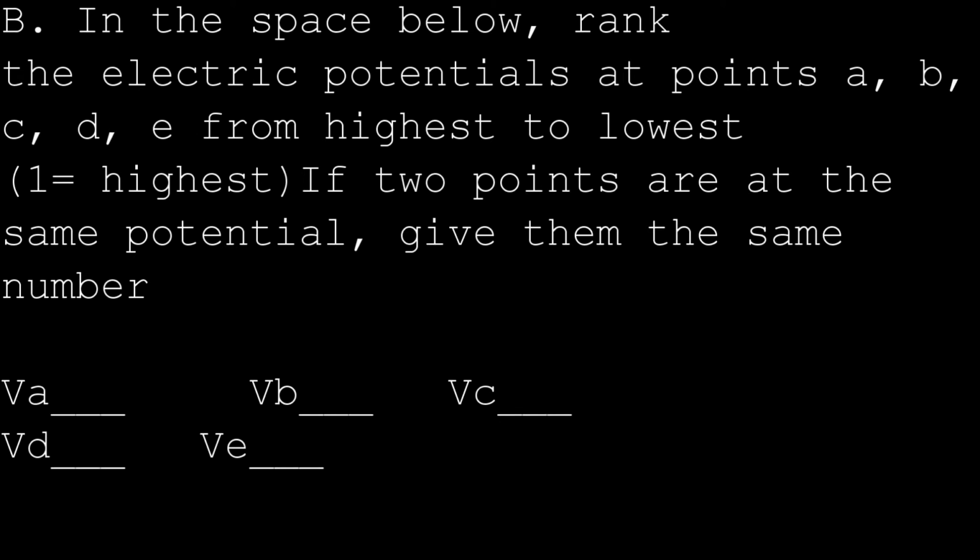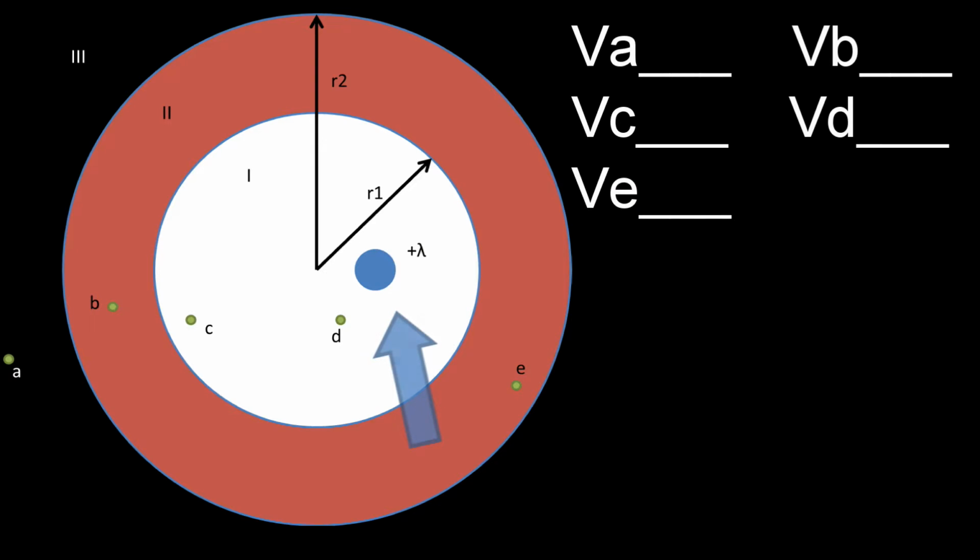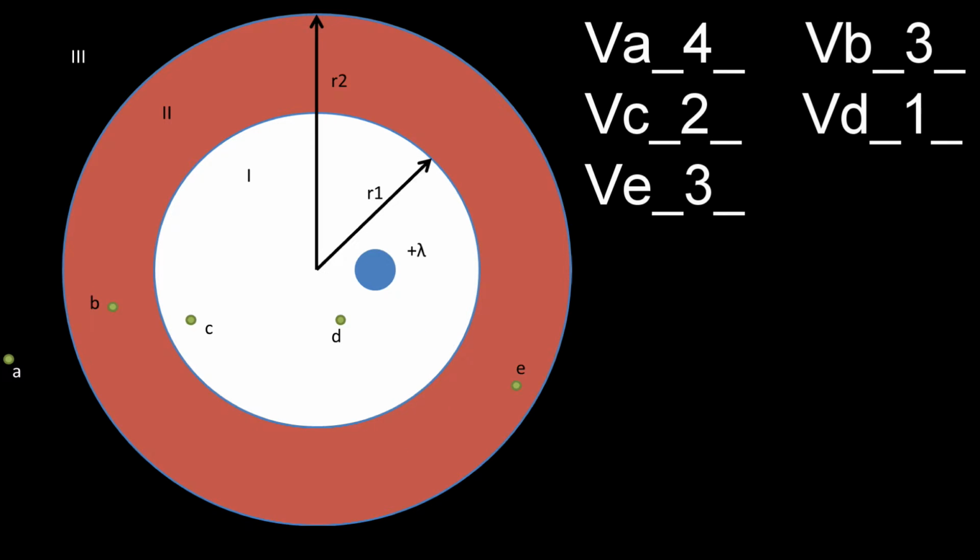Part B asks us, in the space below, to rank the electric potentials at points A, B, C, D, and E from highest to lowest, 1 being the highest. If 2 points are at the same potential, give them the same number. We know that the electric potential is strongest near the source of the charge, which in this case is plus lambda. If we look at all of these points, we see that D is the closest to plus lambda, so it would have the largest potential.